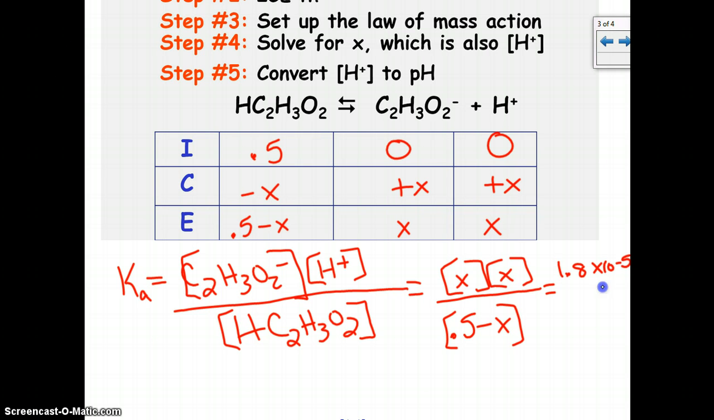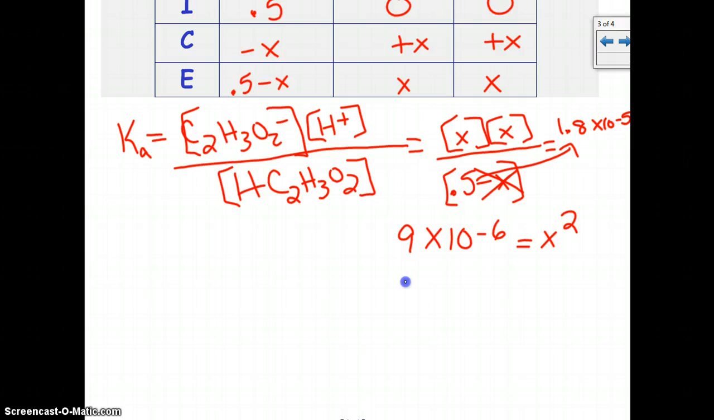Now, Ka is very small, so I can go ahead and just cross that x part out because I won't need it. So basically on bottom I'll have 0.5, so cross multiply the 0.5 times the 1.8 times 10 to the negative 5th. And we get 9 times 10 to the negative 6, and that's equal to x times x, which is x squared. And then if you go ahead and take the square root, you get 0.003, or 3 times 10 to the negative third. Now that's your change, okay? So that goes in for all these x's.